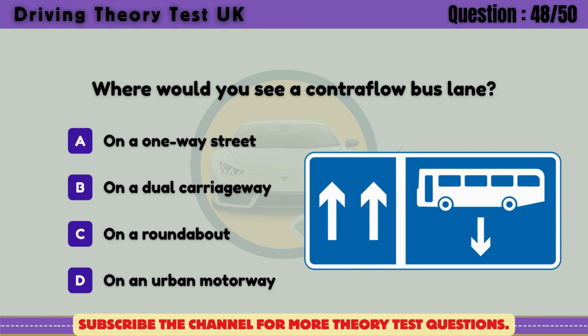Question 48. Where would you see a contraflow bus lane? Option A. On a one-way street. B. On a dual carriageway. C. On a roundabout. D. On an urban motorway.